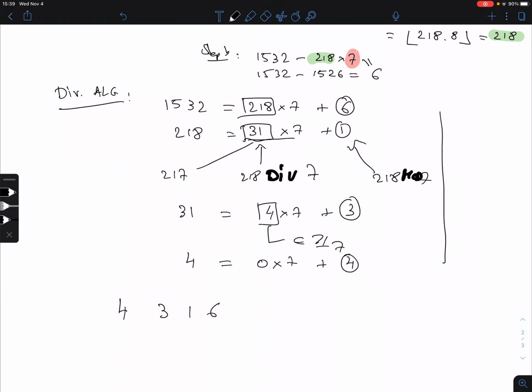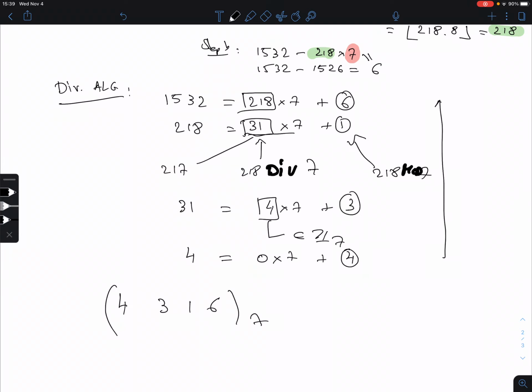So I mean, this is perhaps more this way, right? So these are the digits of 4316 mod 7. Okay.